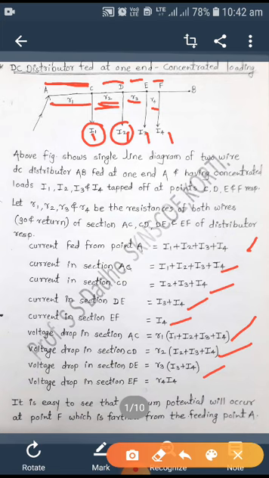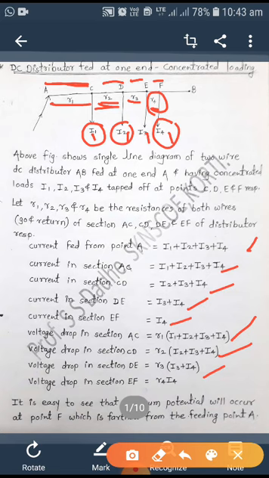And last one, voltage drop in section EF. In the last section we have voltage drop as resistance into current. It has the current I4 and resistance R4. Therefore only R4 into I4 will be the voltage drop in section EF. So in this way we can find out the current and voltage drop in each and every section of the distributor.